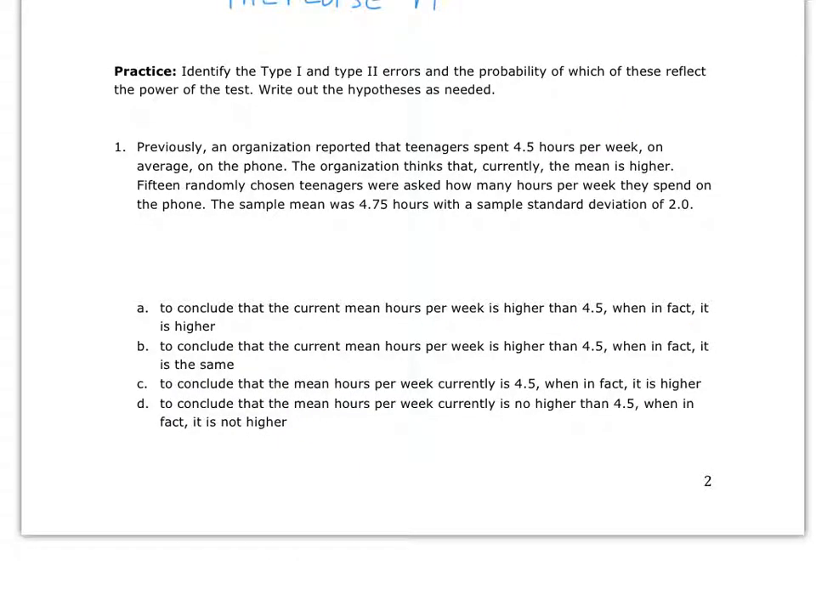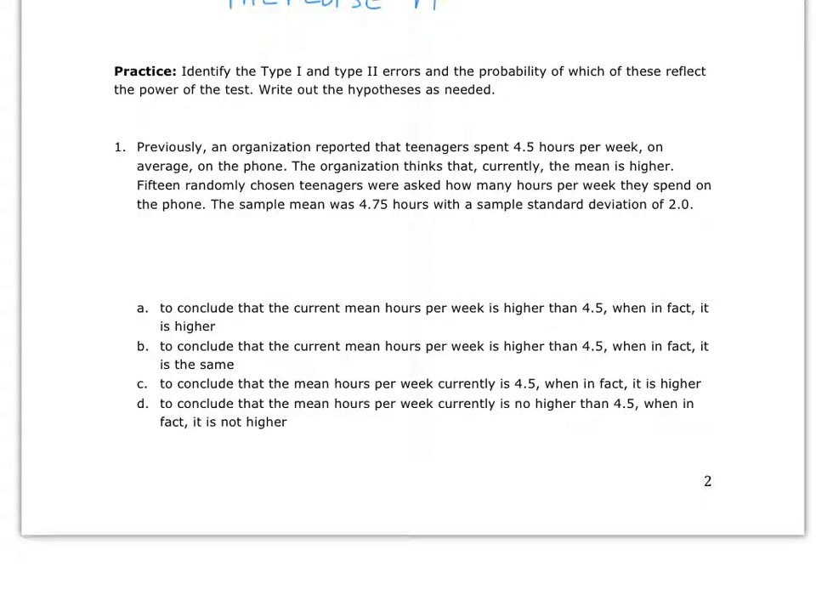Okay, let's do some practice. Let's look at this scenario. Previously, an organization reported that teenagers spent 4.5 hours per week on average on the phone. The organization thinks that currently the mean is higher. 15 randomly chosen teenagers were asked how many hours per week they spend on the phone. A sample mean was 4.75 hours with a sample standard deviation of 2.